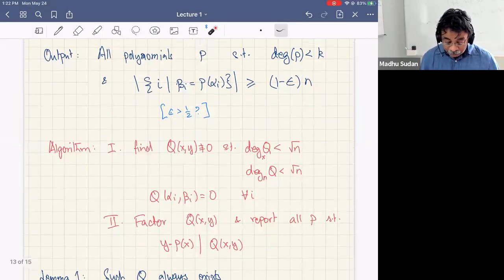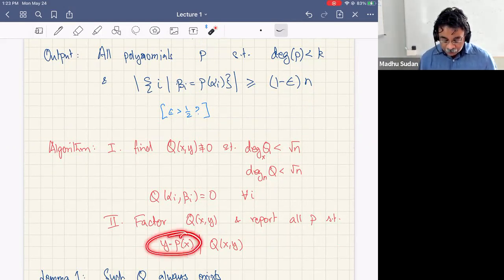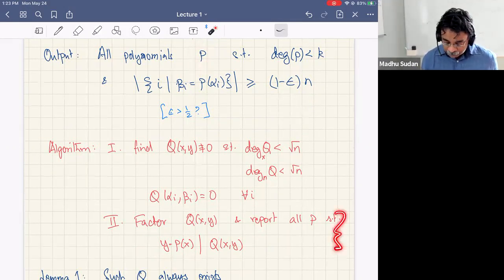Once we find this polynomial, this is a polynomial in 2 variables. We apply factorization algorithms, and factorization of polynomials is very well settled. If it has any polynomial factor of the form y minus p of x, that p is a candidate for our p here. And that's what we will output. So this is polynomial time.